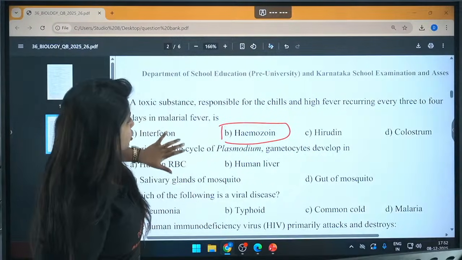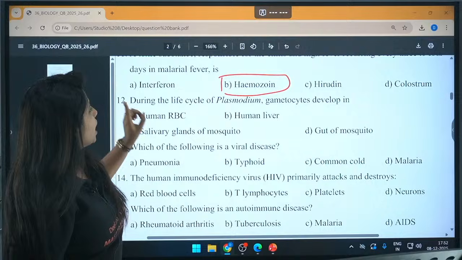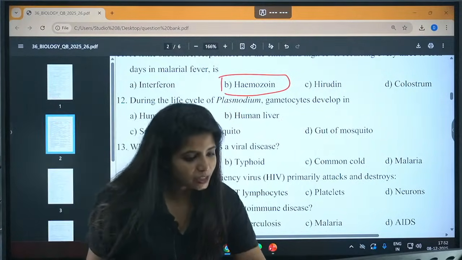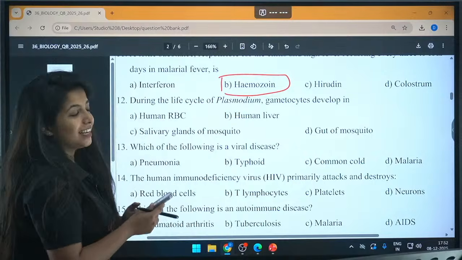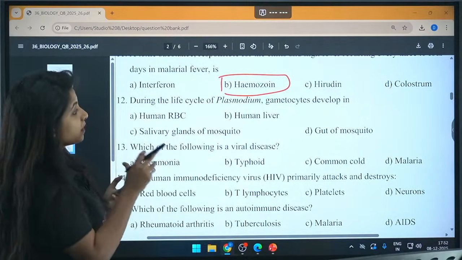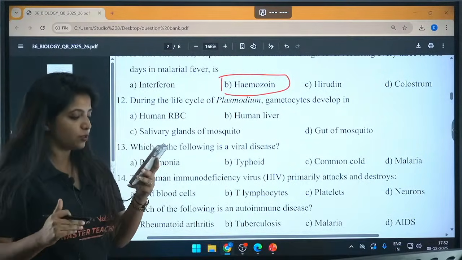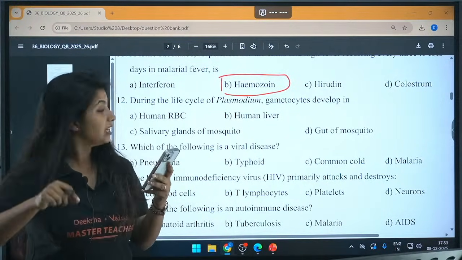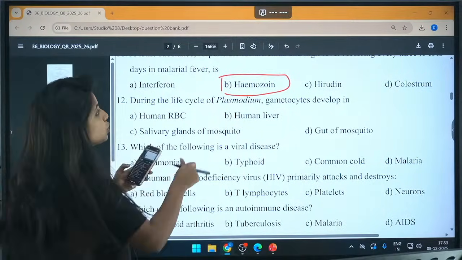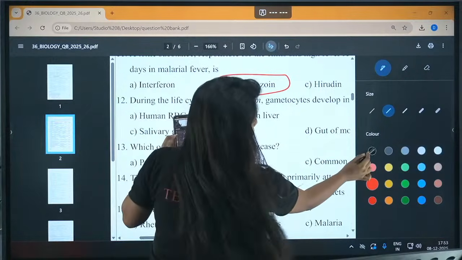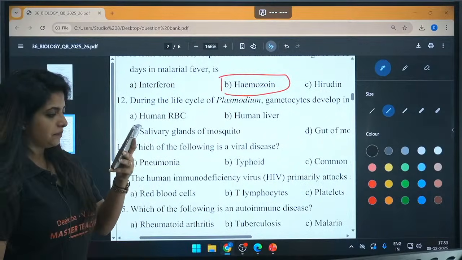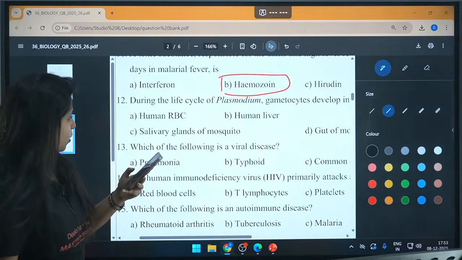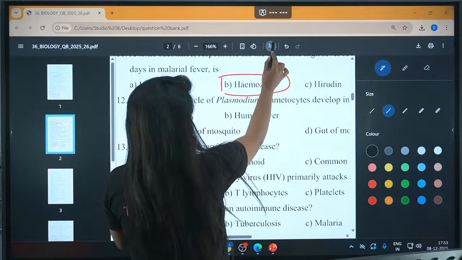Going ahead with the next question, that is question number 12. During the life cycle of plasmodium, gametocytes develop in. Now this might be a tricky question. During the life cycle of plasmodium, gametocytes develop in. What is a gametocyte? Children, can you tell me the answer like 12 A, B, C, D or things like that? It will be easy for me to understand which question you are solving. Okay, Bhagu says B, Puttaraju says D is the option for this. Okay.